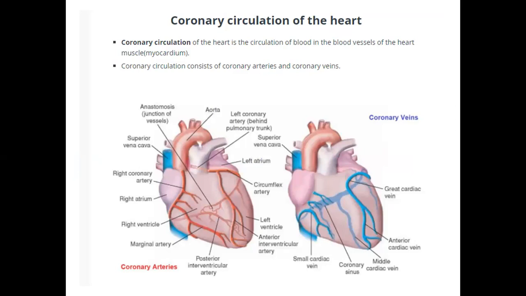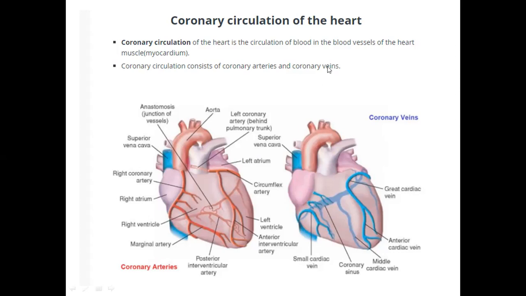And don't forget that 5% of the cardiac output goes to the coronary circulation. That 5% is about 250 milliliters of blood in 1 minute. So every 1 minute, your heart receives 250 milliliters of blood from the coronary circulation. Okay, that will be all for today.